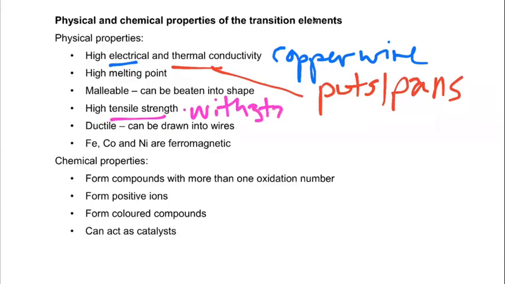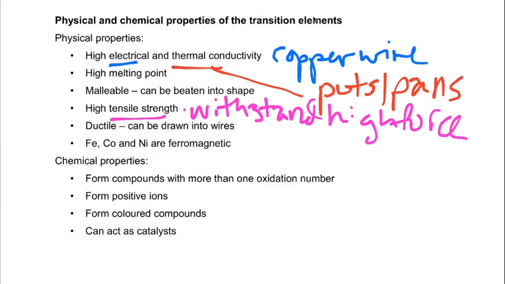So I'm just going to put here, they can withstand high force or high weight. And so that's why a lot of times you'll see metals used in building things, because they can withstand such high forces or such high weights, and they might bend a little, but they don't break like certain things because they're not brittle.